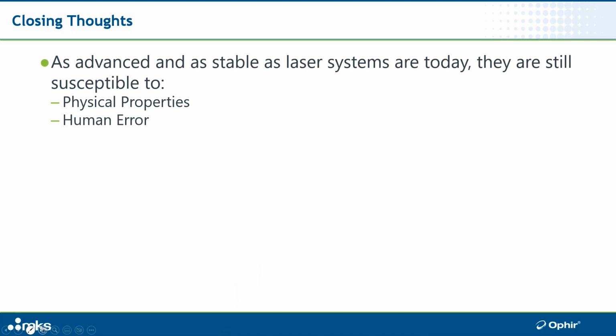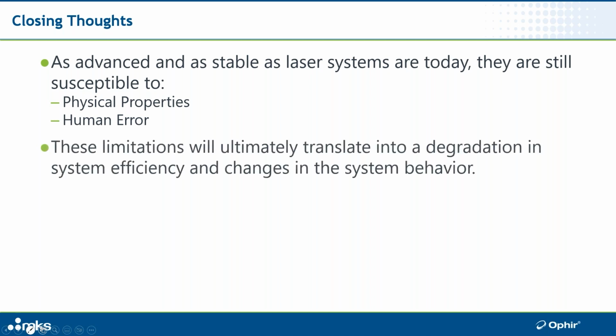All right, so just some closing thoughts as we close out this webinar. As advanced and as stable as laser systems are today, they are still susceptible to these physical properties and human error. And I hope that I was able to effectively illustrate that to you today: just because laser systems are advancing in their technology and the processes are more robust, the bottom line is they are still susceptible to physical properties. And because human beings are maintaining and operating them, they are still susceptible to human error. These limitations will ultimately translate into a degradation of system efficiency and changes in the system behavior.